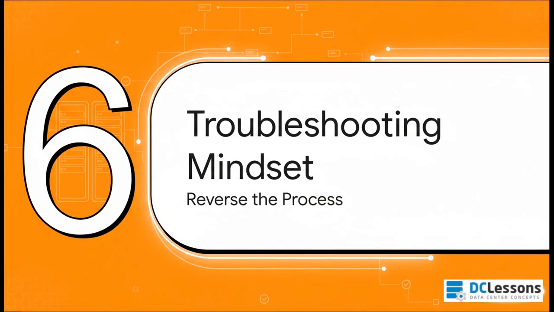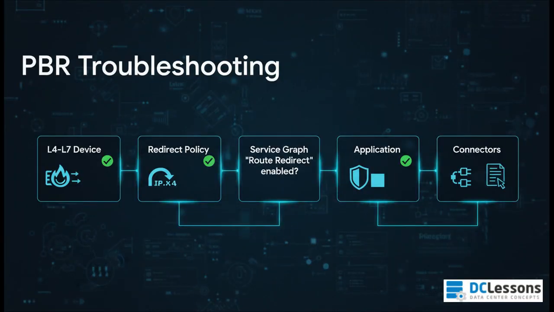Okay, Section 6. Let's talk about the real world for a second. You followed all the steps, you click deploy, and nothing. Crickets. Traffic is getting dropped, or maybe it's just bypassing your firewall completely. Your first thought is probably, oh no, where do I even start? Well, here's the beautiful thing about this whole process. The best way to troubleshoot PBR is to simply walk back through the very steps we just covered. Think of this as your personal troubleshooting checklist.